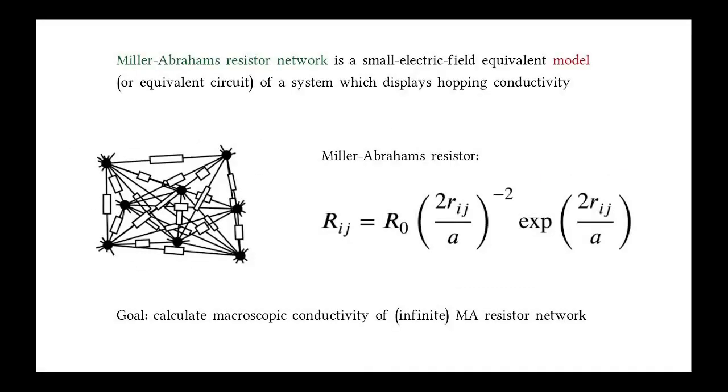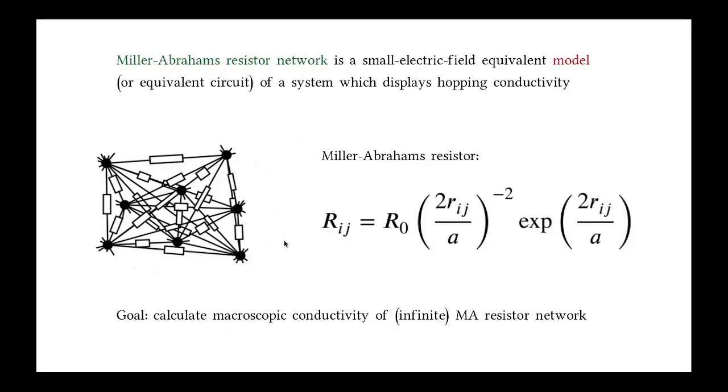The equations that control hopping conductivity are nonlinear. However, in the DC mode, if the electric field is small, these equations can be linearized, and then the system of hopping electrons can be viewed as an equivalent circuit of resistors, which is shown here on the left side. This circuit is called the Miller-Abrahams resistor network, and in this circuit every two sites are connected by a resistor.